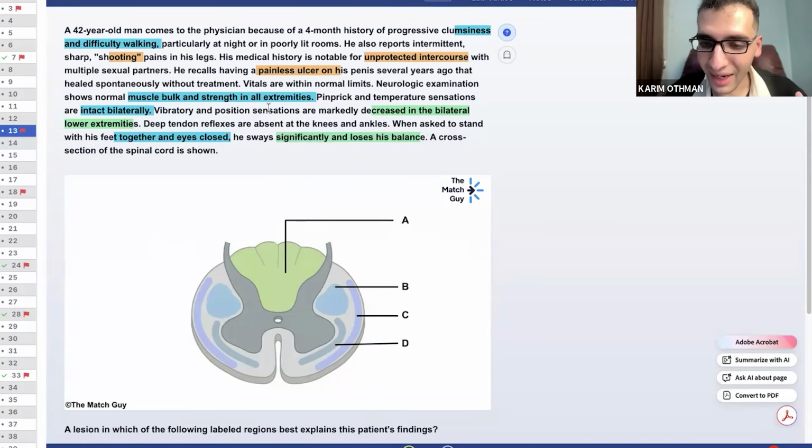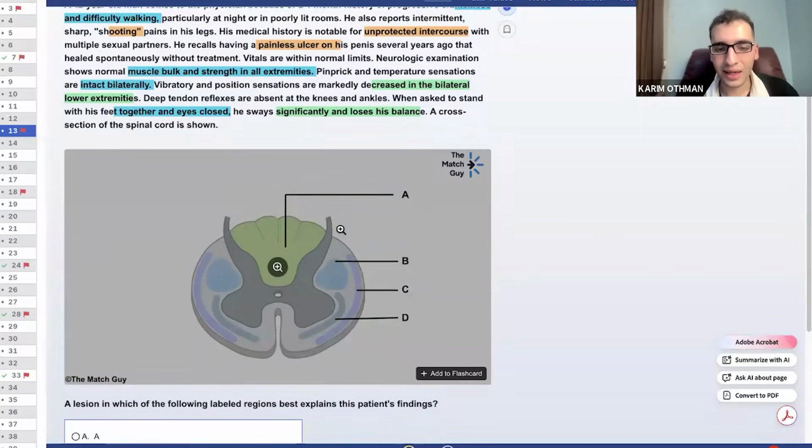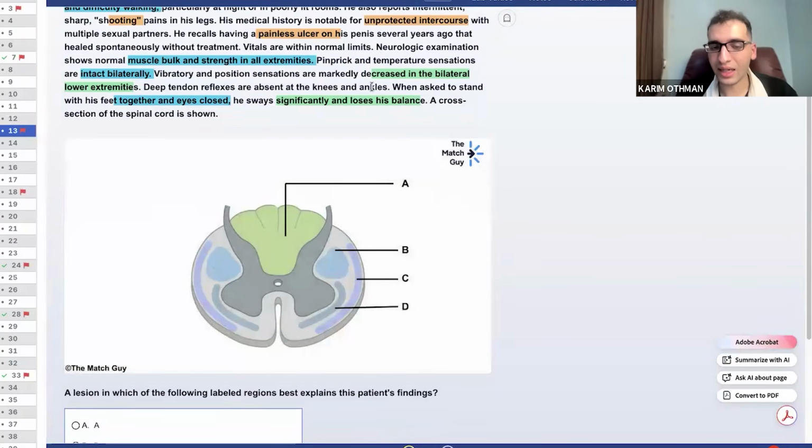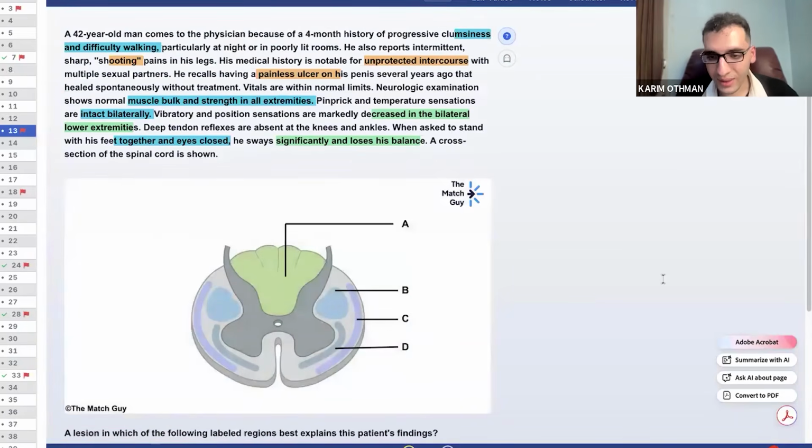That's called the Romberg sign, guys. Amazing. Romberg sign happens when you close the eyes and put the feet together, and you cannot maintain balance. It happens usually when the dorsal column has been affected. Amazing. And they are asking which of the following labeled regions explains the finding. So what do you think here, guys? Which one has been affected here?